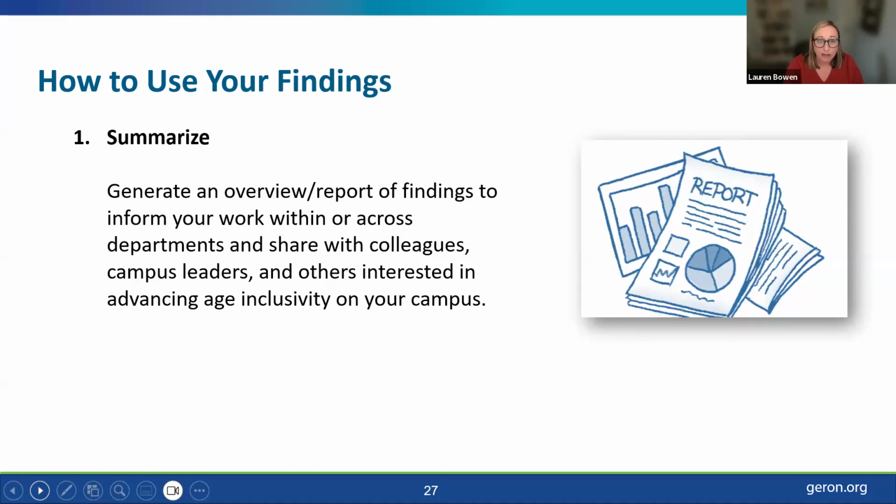So first, we recommend developing a comprehensive written report of your findings that can represent the involvement of all campus departments across the 7 domains of campus function. In this way, you'll have a complete record of findings to share with colleagues who are interested in advancing age inclusivity on campus and to revisit with future assessments. This kind of reporting also reinforces the idea that age inclusivity is the responsibility of all members of the campus community.